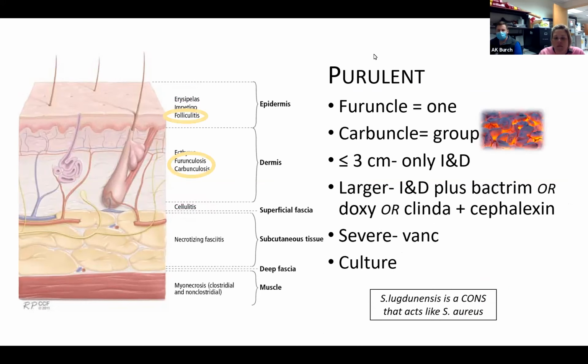Okay. So your purulent ones, this is traditionally going to be staph, because staph loves to make pus. So we got folliculitis, furuncles, and carbuncles here. Folliculitis is just your little superficial hair follicle. Furuncle is when it gets in one follicle a little bit deeper, and then carbuncle is just a group of hair follicles, a group of furuncles.